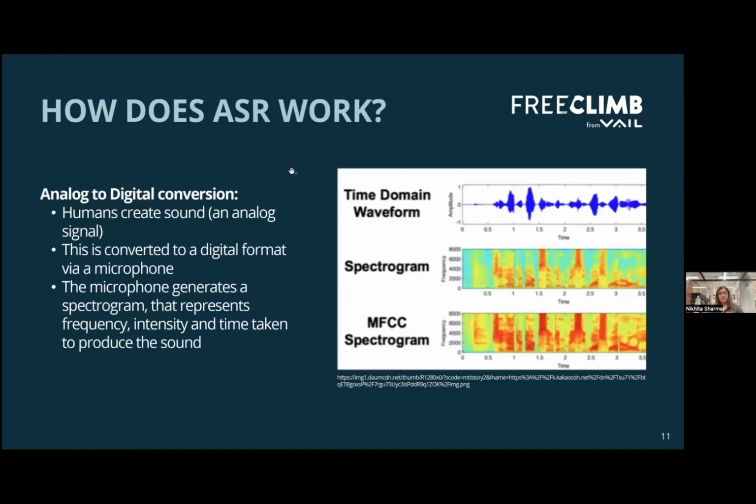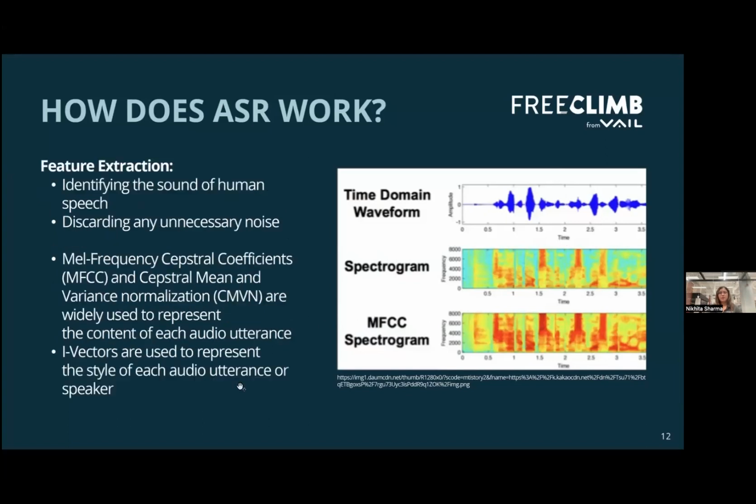If you think about it, you have audio data and you need to somehow map it to the words being spoken. The first step would be to digitalize this and convert the sound into features that you can train on. If there's human speech, you can record it through a microphone, which generates a spectrogram that represents, as you can see here, frequency and intensity mapped over time. Then you can use different features to represent that audio. The idea is that we want to capture what is being said and discard any unnecessary noise. So you can use MFCC features and CMVN features.